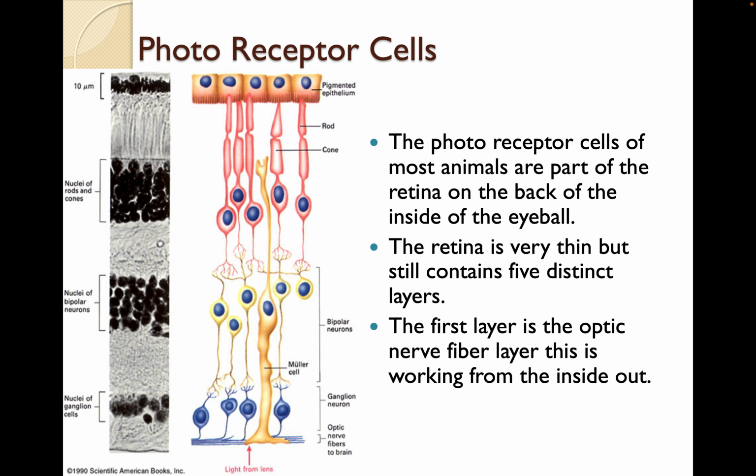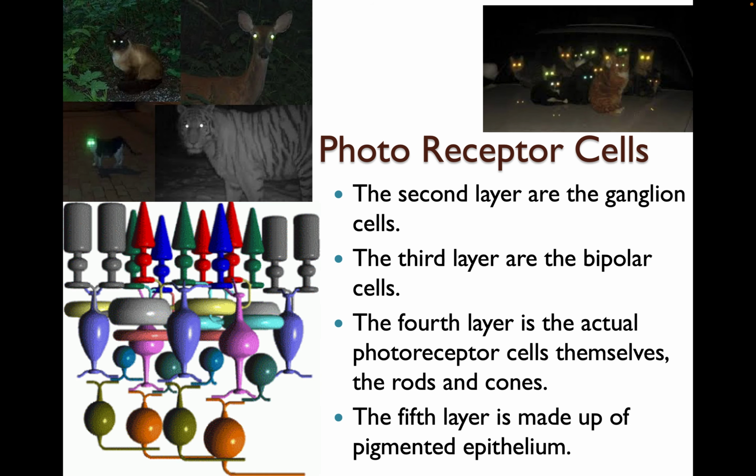The first layer, working from the inside out, is the optic nerve fiber layer. The second layer is the ganglion cells. The third layer is the bipolar cells. The fourth layer is the actual photoreceptor cells themselves, the rods and the cones. And the fifth layer is made up of pigmented epithelium. So the back wall of the eyeball is this pigmented epithelium.